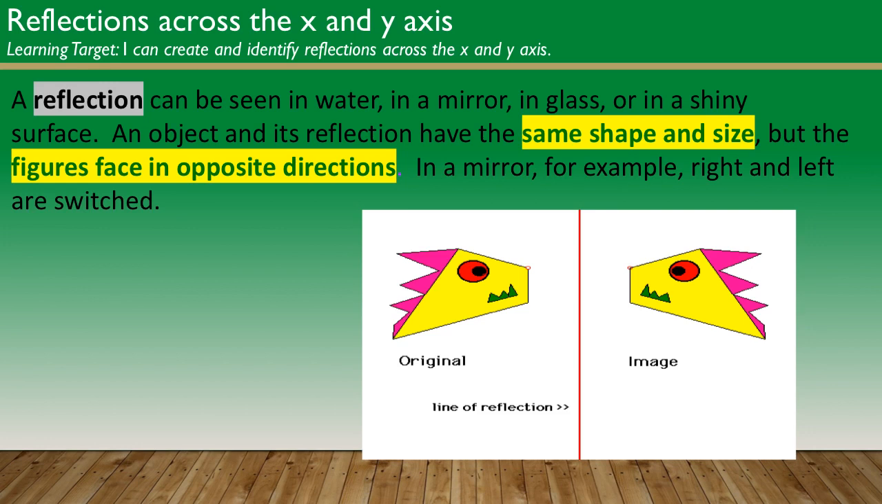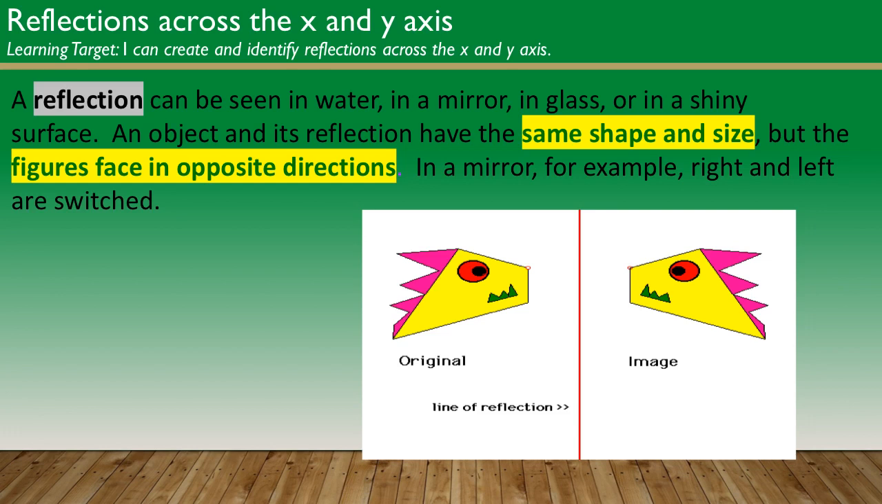So a reflection can be seen in a lot of places. We can see it in water, in a mirror, in glass, or in a shiny surface. An object that is reflected and its reflection have the same shape and same size, but the figures face in opposite directions. So in a mirror, for example, right and left are switched.